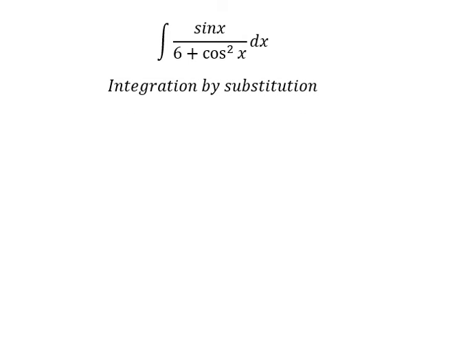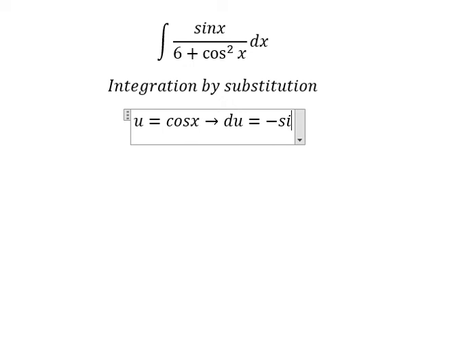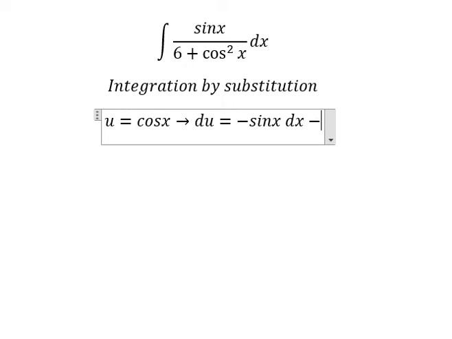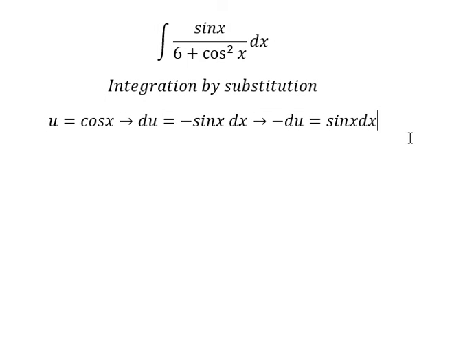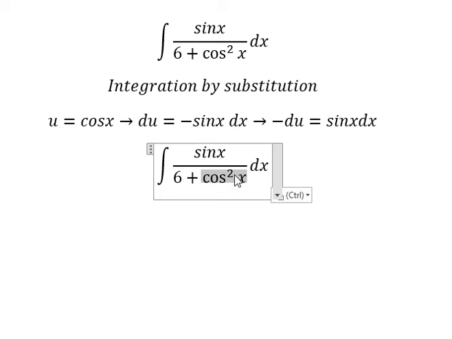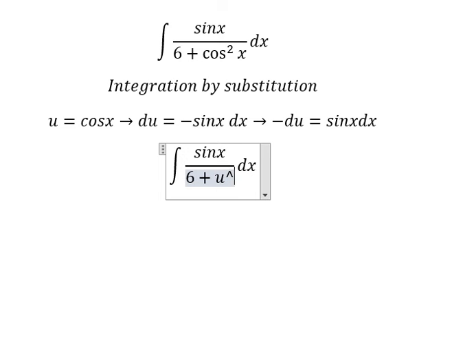So I will put u equal to cosine x. Later we first take the derivative of both sides, and we have negative sine x dx. Because we don't have the negative sign in here, I will move the negative to the left. This one we change to u. Sine x dx we change to negative du.